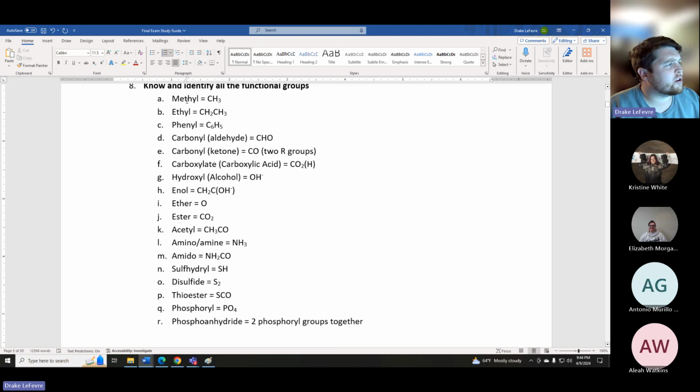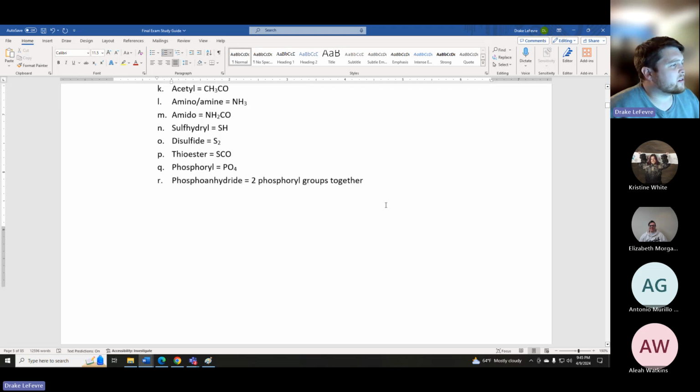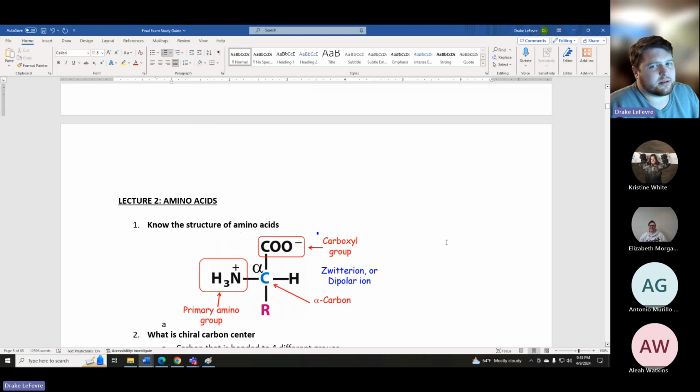This is another thing. Don't go back through and try to memorize all of these. Hopefully by this point you've seen enough of the common ones, like the methyl and the ester and the amino and the disulfide and the phosphoryl. Hopefully you've seen them enough times to kind of remember the hydroxyl. Again, hopefully you've seen them enough times to remember some of them. He doesn't usually ask these specific questions on the final exam though. Like, which of these is this functional group?